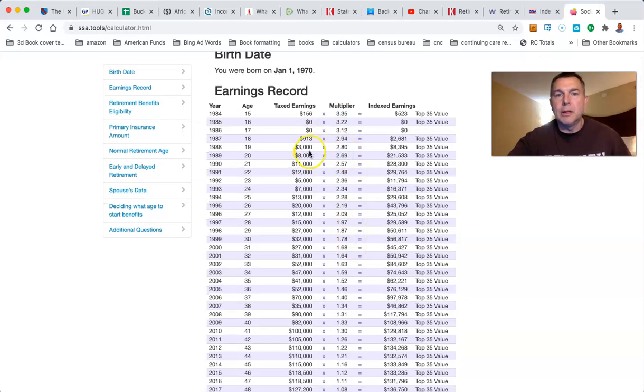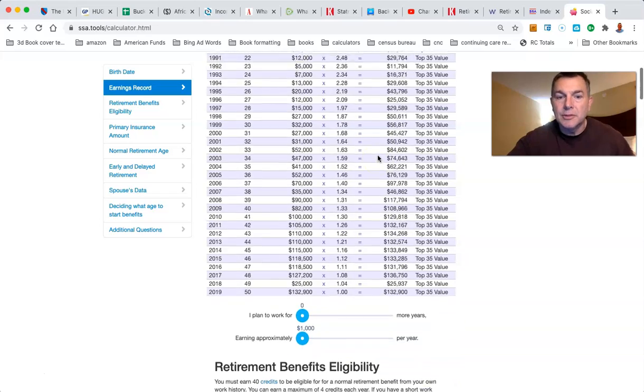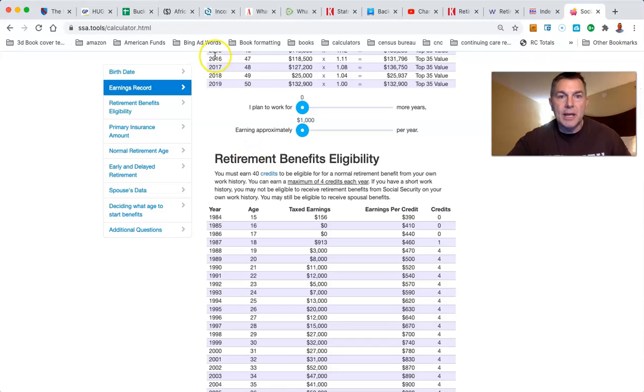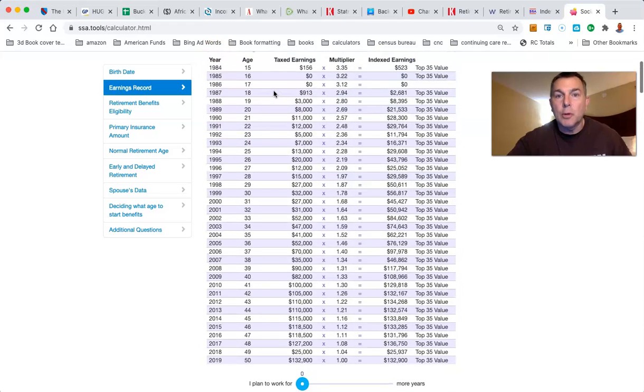All right. So basically, what I've done here is I said, okay, I made 156 bucks in 1984 when I was 15. They take my multiplier and they give me 523 bucks as my indexed earnings because I only have 36 years of record from 1984 to 2019. I have 36 years of earnings record. That is in my top 35. The one right here is not in my top 35 because I have 34 years of actually having dollars where I made money and 2 years where I had goose eggs, which inherently means 1 year I will have a goose egg. So check this out.